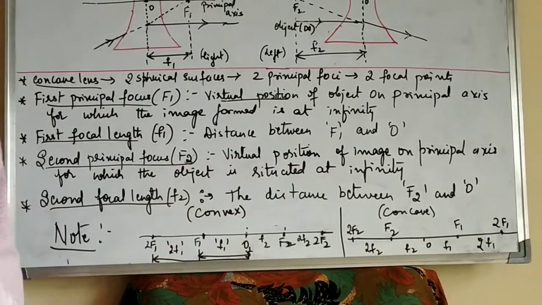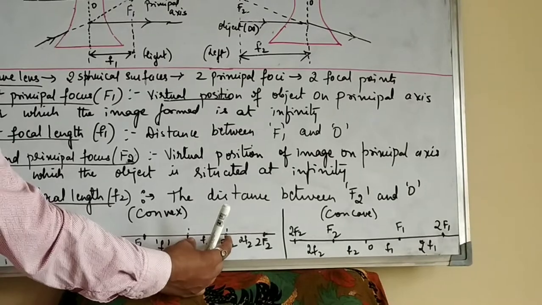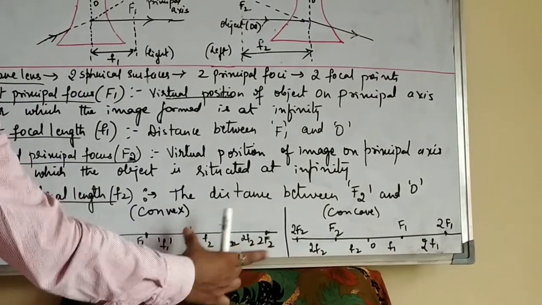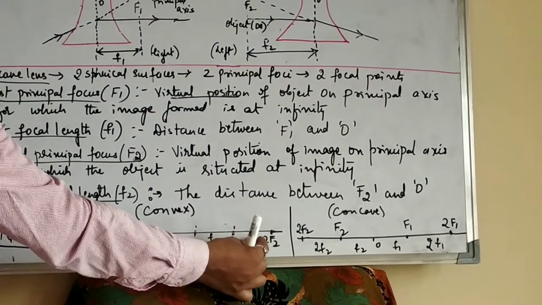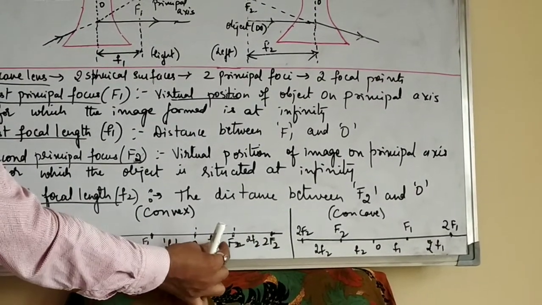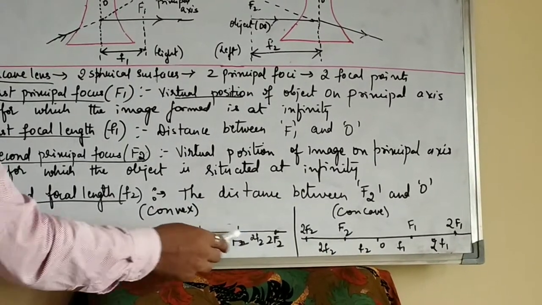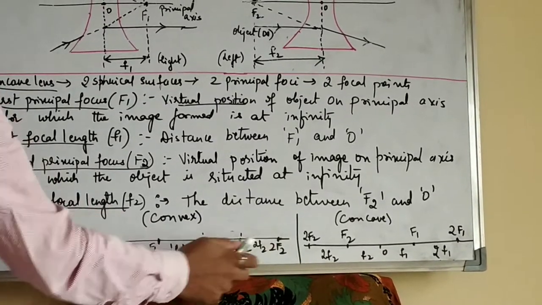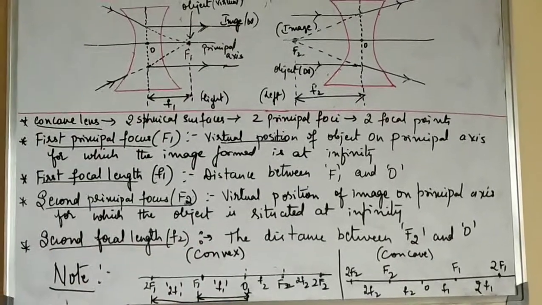Similarly towards the right side, mark the second principal focus F2 at the same 2 cm. Then 2F2 you will get at 2 twos are 4 cm. Take the 4 cm measurement. Similarly, you will get F2 and 2F2, which means F2 is at the distance between O and F2, that is the second focal length. Then you will get 2 times F2. Like that, this is for the convex lens.